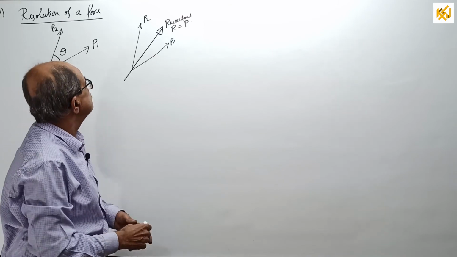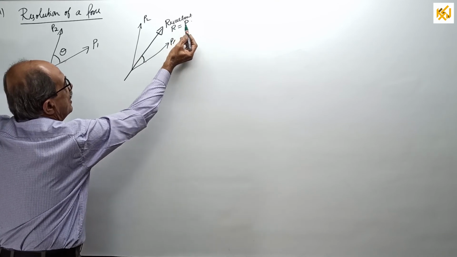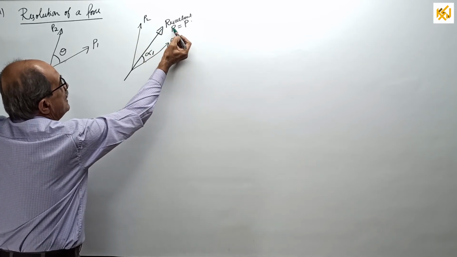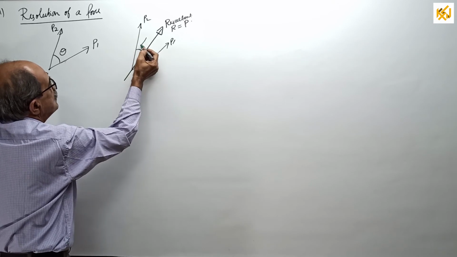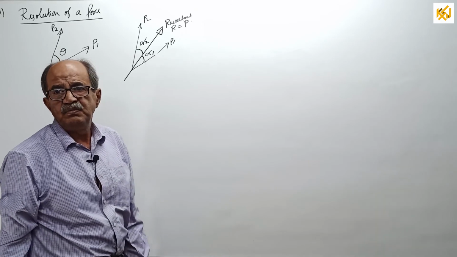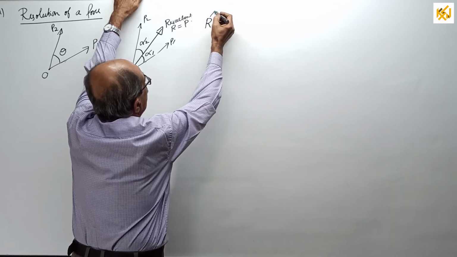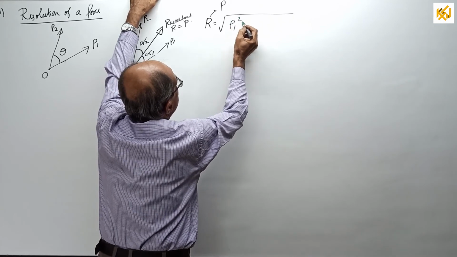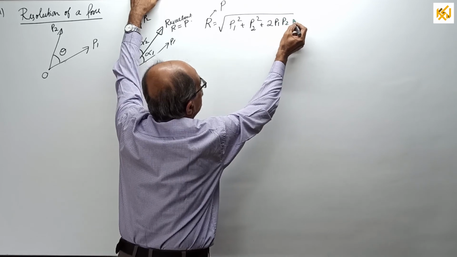There is a reason for it. Now, let this angle made by resultant R with the force P1 be alpha 1. The angle made by resultant R, that is P, with P2 is alpha 2. Now, by the principle of parallelogram of forces, we get the expression for resultant R, which we are calling P here, equal to the square root of P1 squared plus P2 squared plus 2 P1 P2 cos theta.